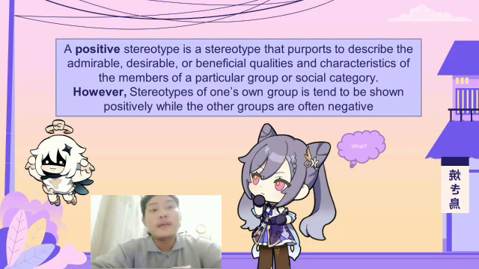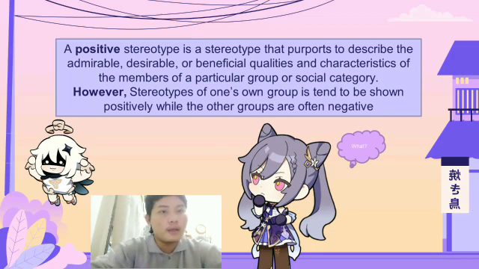A positive stereotype is a stereotype that purports to describe the admirable, desirable, or beneficial qualities and characteristics of the member of a particular group or social category. However, stereotypes of one's own group tend to be shown positively, while the other groups are often shown negatively.